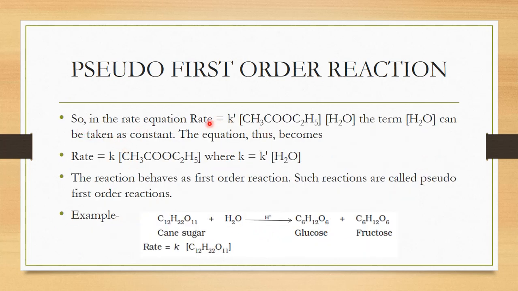If you write the rate equation, it will be rate is equal to k prime into [ester] into [water]. Now, if concentration of water is taken to be constant, then the equation becomes rate is equal to k into [ester], where k is k prime into [water]. So now this expression becomes same as that of first order reaction. So such reactions are called pseudo first order reactions. Here is a specific example.